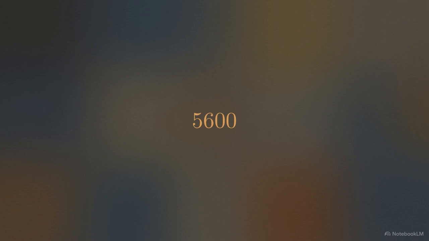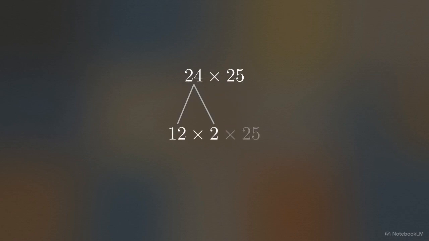When the factors you need aren't visible, you have to break numbers apart with a specific goal in mind. If you take 24 times 25 and split 24 into 12 times 2, you haven't made the math any easier. Look at the 25. It needs a 4 to become 100. By decomposing 24 into 6 times 4, you combine that 4 with the 25. 6 times 100 gives you 600. Speed comes from manipulating these factors to create zeros before the actual multiplication begins.